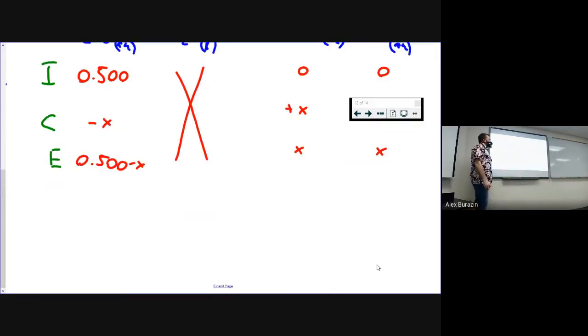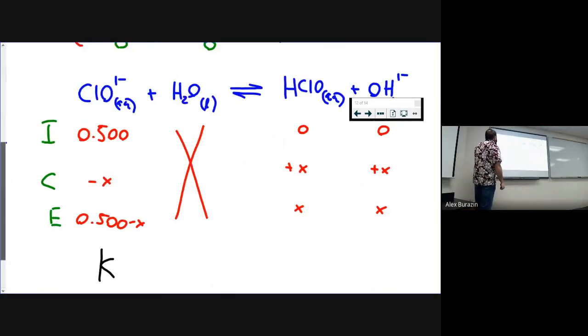We finished an ICE table. What should we do now? Nice. I'm glad that's settled in for you guys. K, what kind of K is this? That's a base. So what kind of K is this?